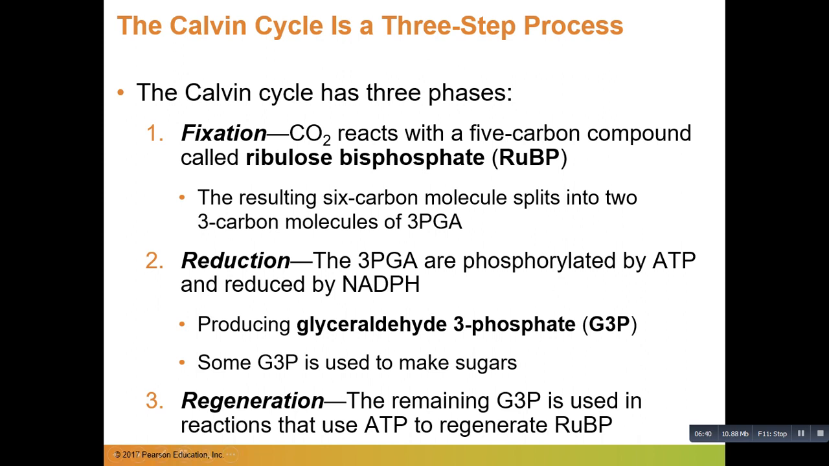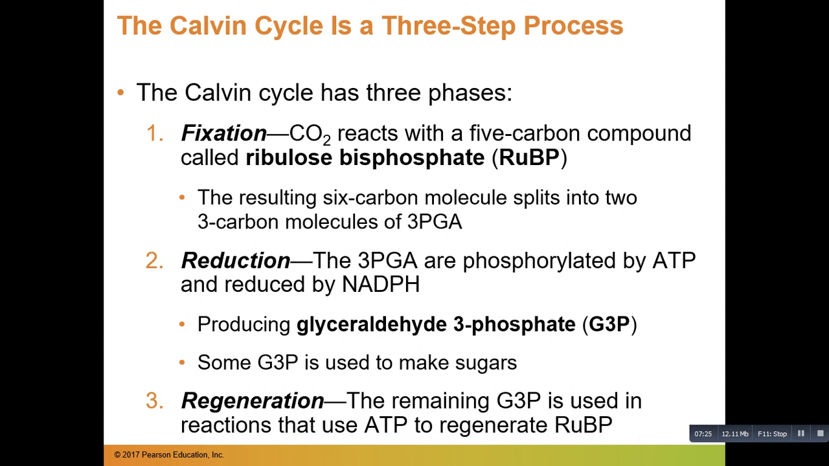So we have a 3-carbon molecule at the end of fixation. Now we have a 3-carbon sugar. Essentially, we have a 3-carbon carbohydrate that is going to be used to make sugars like glucose. Now, not all of the G3P is used to make sugars. It's actually a fairly small amount. Most of the G3P is actually used in reactions that use more ATP from our light-dependent reactions, which will regenerate this RuBP, which was found in the fixation stage.